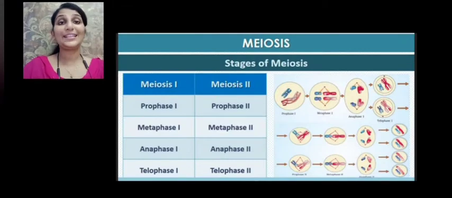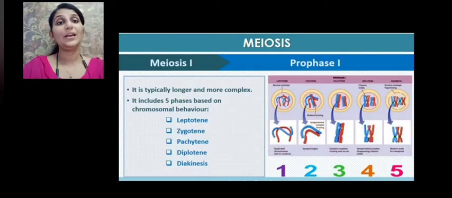Dear children, let's begin with the first meiosis, meiosis 1, which begins with prophase 1. It is the longest and the most complex process occurring in meiosis. Prophase 1 is subdivided into 5 substages. They are called leptotene, zygotene, pachytene, diplotene, and diakinesis.